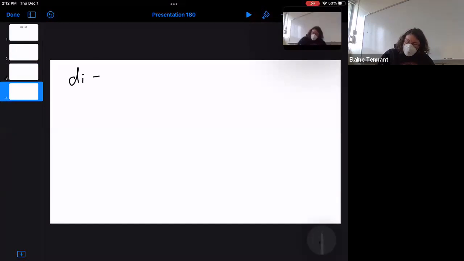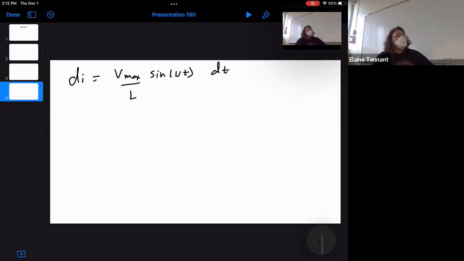So on one side I have di, and on the other side I have Vmax sine omega t over L times dt. Okay, I feel this is about where we left off last time. This seems kind of familiar. Knowing that I want an equation for current, now I'm just going to integrate both sides of this equation. As long as I do the same things to the same sides of the equation, I'm good.